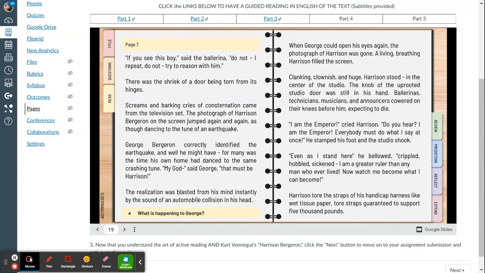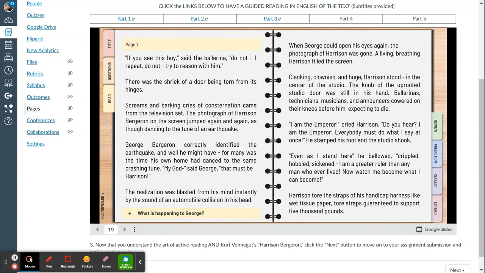Okay, so let's add to the details. There's a sound. There's another sound, and the photograph of Harrison has an effect on George. Identify what that effect is, and then answer this question: what is happening to George?